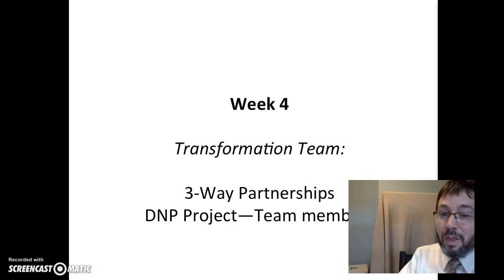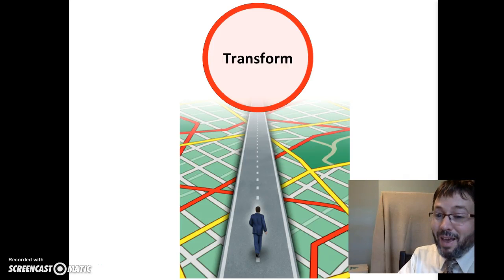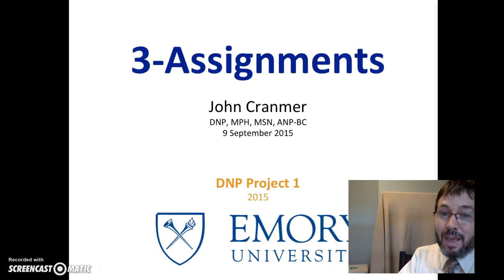So as you plan for week 4, you're going to be looking at your team, your transformation team for your DNP project. You're going to start to make your three-way partnerships more explicit and concrete, and talk about what team members need to be in place for your DNP project. So with that, I hope you've seen the power of using these 4 principles to guide our transformation process. And I hope you have fun doing the assignments, integrating your expertise and strategically looking ahead to be a practice transformer.